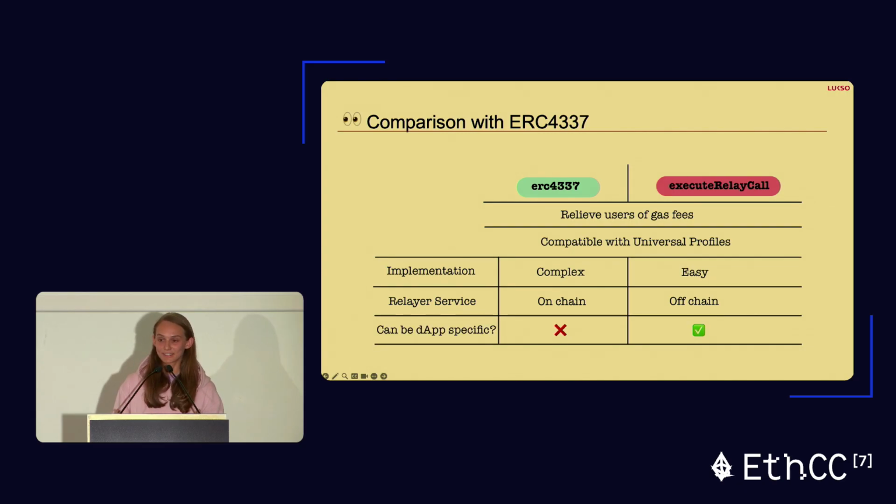But this has an advantage, because execute relay call can then be DApp specific. As it's a service running off the chain, you can really easily restrict it to certain DApps to be able to interact with. Whereas with ERC-4337, as everything is running on the chain, it's more difficult to prevent DApps from interacting with it.